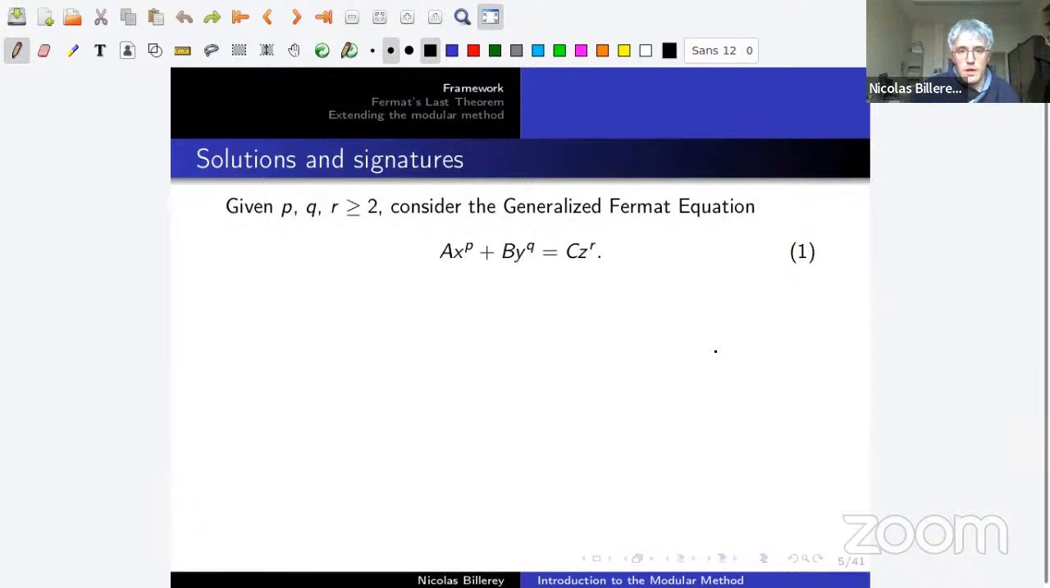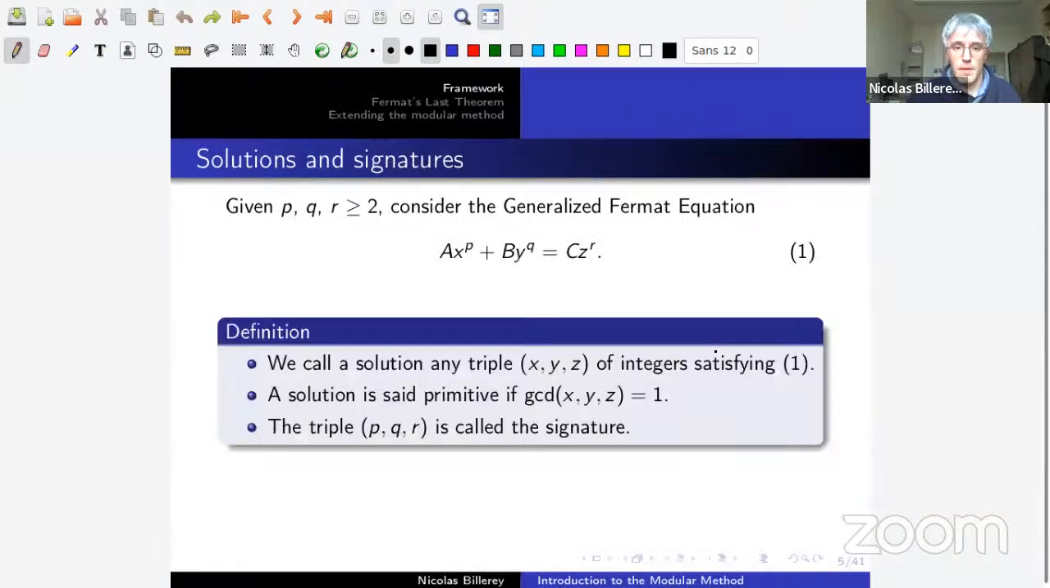Okay, so a bit more terminology. Again, I'm considering this equation, A times X to the P plus B times Y to the Q equals C times Z to the R. This is what I call the generalized Fermat equation, and sometimes I will just write for short GFE. So here's a definition which will be used throughout the talk. We call a solution just any triple X, Y, and Z of integers that satisfy this equation. And we shall say that this solution is primitive if the GCD of X, Y, and Z is one. And the triple of exponents P, Q, and R, I call it the signature.